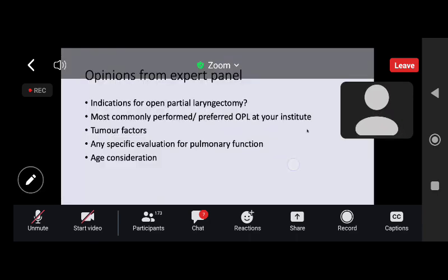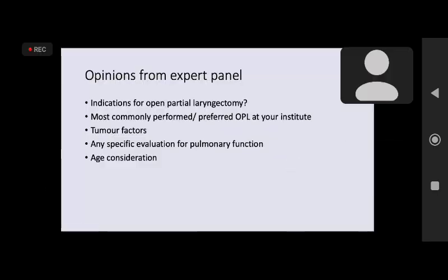So I would like to ask for expert opinion, any one of us can say what are the indications for open partial laryngectomy in their institute. So Dr. Sivaraman, you can let us know what is your preferred open partial laryngectomy indication in your institute.